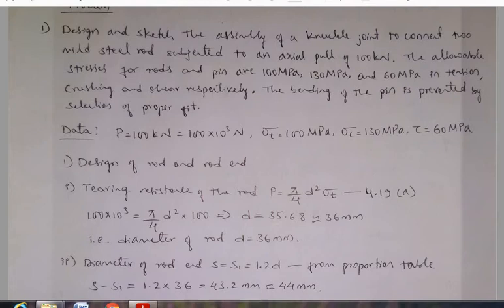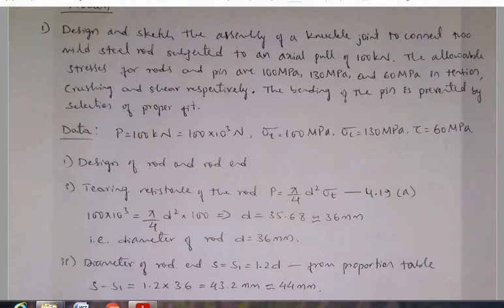Design and sketch the assembly of a knuckle joint to connect two mild steel rods subjected to an axial pull of 100 kN. The allowable stresses for the rod and pin are 100 megapascal, 130 megapascal and 60 megapascal in tension, crushing and shear respectively. The bending of the pin is prevented by selection of proper fit.